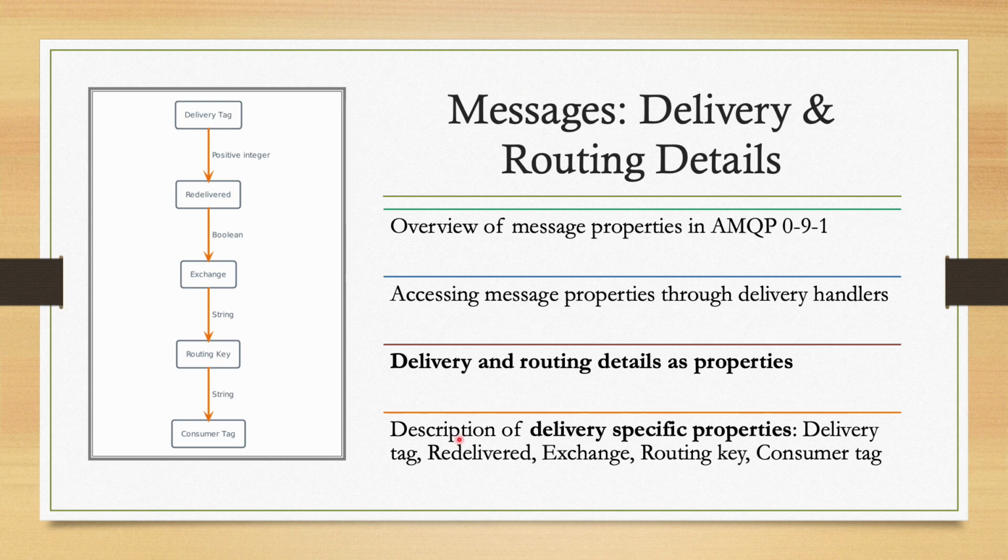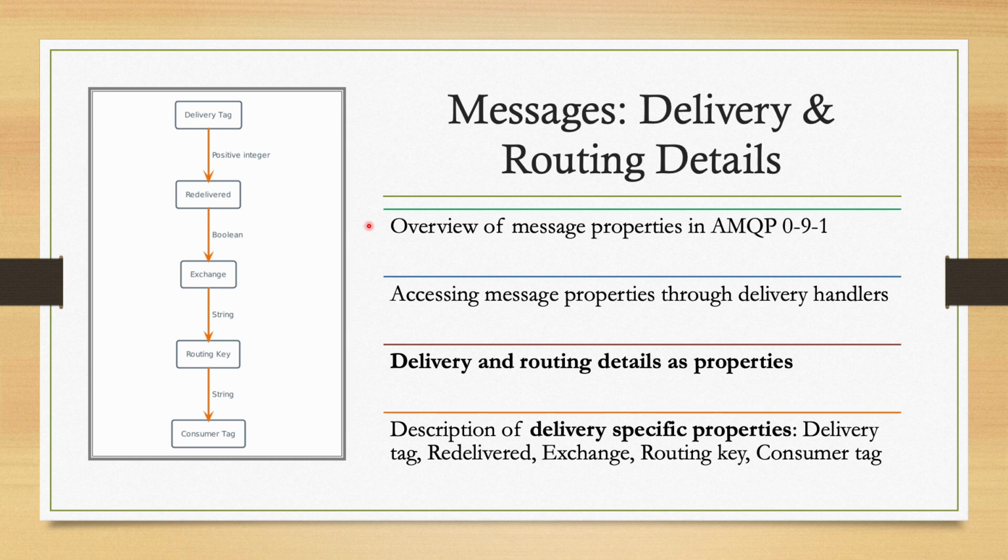Message properties in AMQP091. In the context of AMQP091, every delivery consists of message metadata and delivery information. Different client libraries may provide access to these properties in slightly different ways. Typically, delivery handlers have access to a delivery data structure that allows them to interact with these properties.